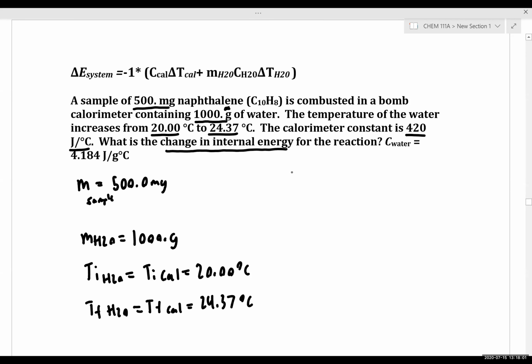We also know that the calorimeter constant is equal to 420 joule per degree Celsius. We also know the specific heat of water is equal to 4.184 joule per gram degree Celsius.